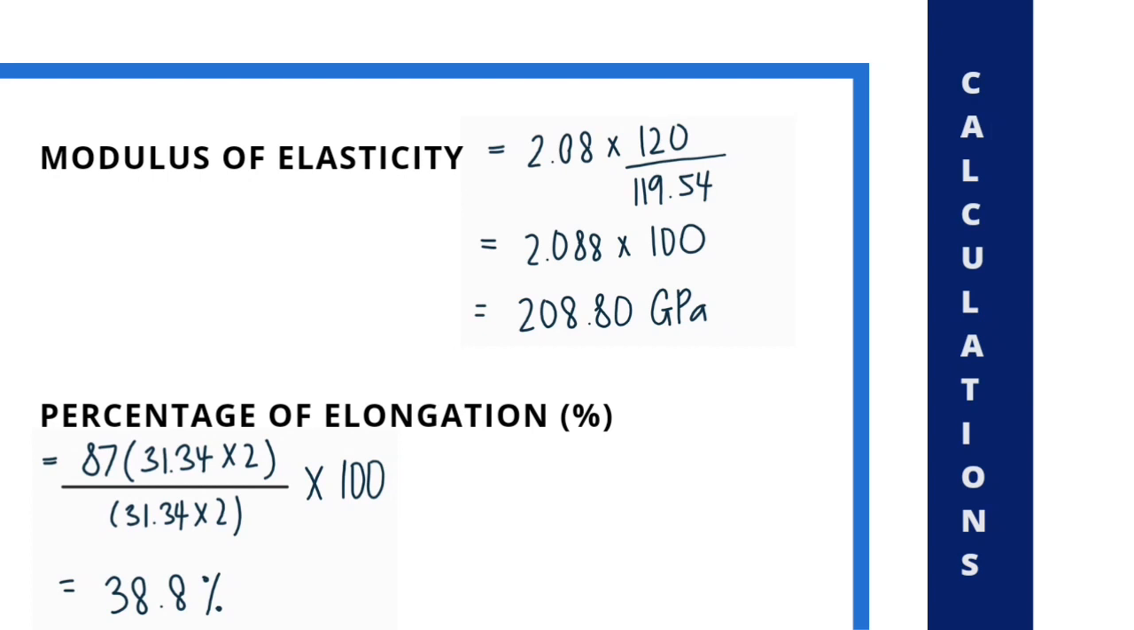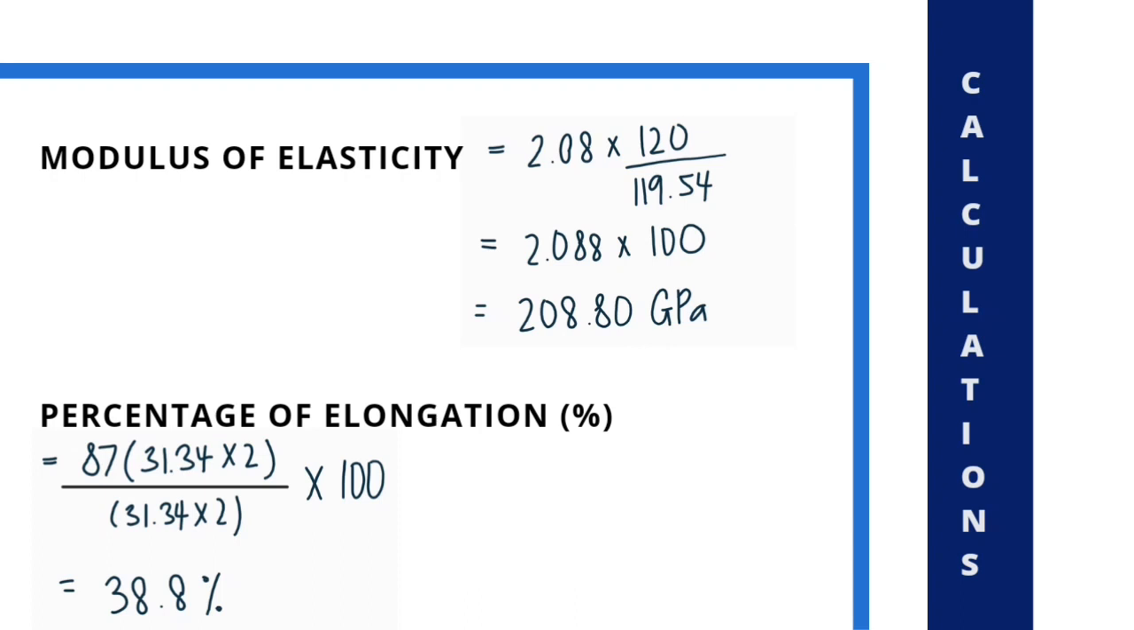Next, modulus of elasticity. We take the slope, which is 2.08, and we times it by 120 and divide it by 190.54. Next, after we get the value from the calculation above, we times it by 100 and we get 208.80 GPa.